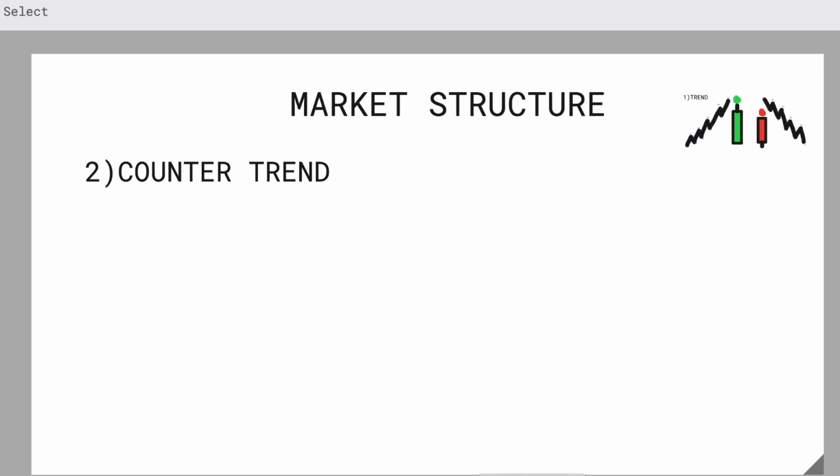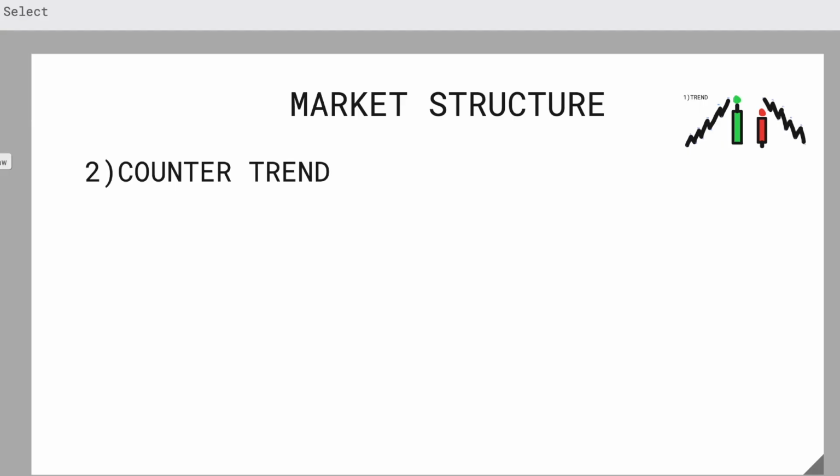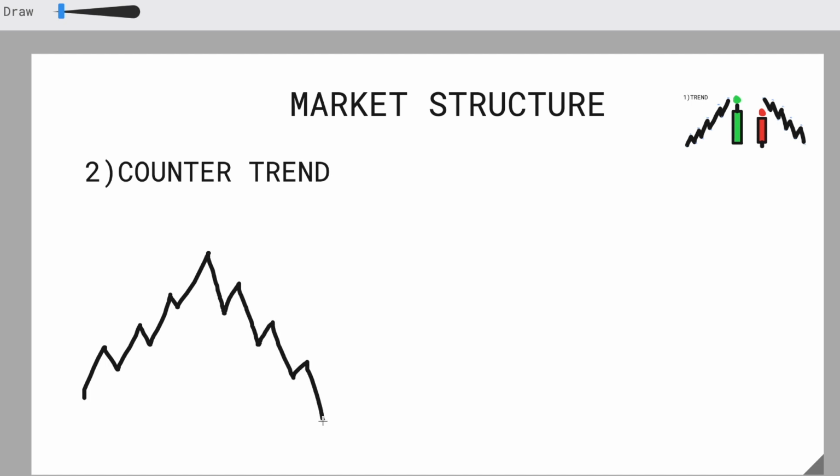Okay, so the second type of structure is counter trends. They're also known as reversals. Okay, so a counter trend could look like this. Price is making higher highs, to a point, price starts breaking lower lows. Okay, this is a counter trend, and we can also see something like this.